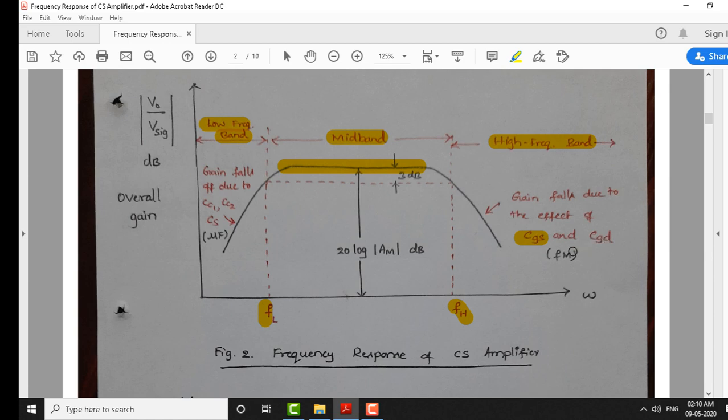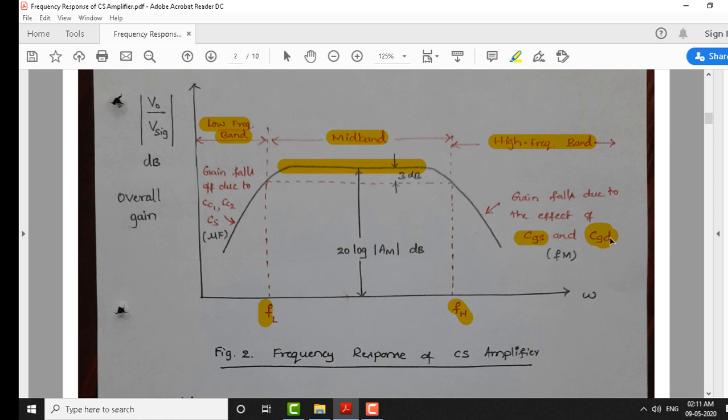In the high frequency model there are 2 dominant capacitances. One is the gate to source capacitance, the capacitance that appears between gate and source, and there is another capacitance which appears between gate and drain, which is called CGD. These 2 capacitances are dominant at higher frequencies. Therefore, these 2 capacitances are the main problem that leads to the drop in gain at higher frequencies.